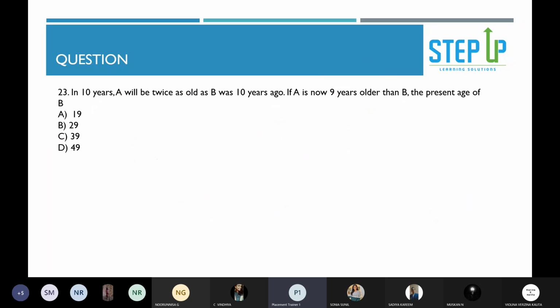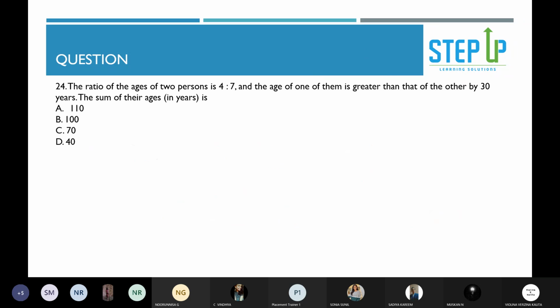So let's try this question now. This one. I'm moving on to ages. So let's solve this question. Ages, many questions come.